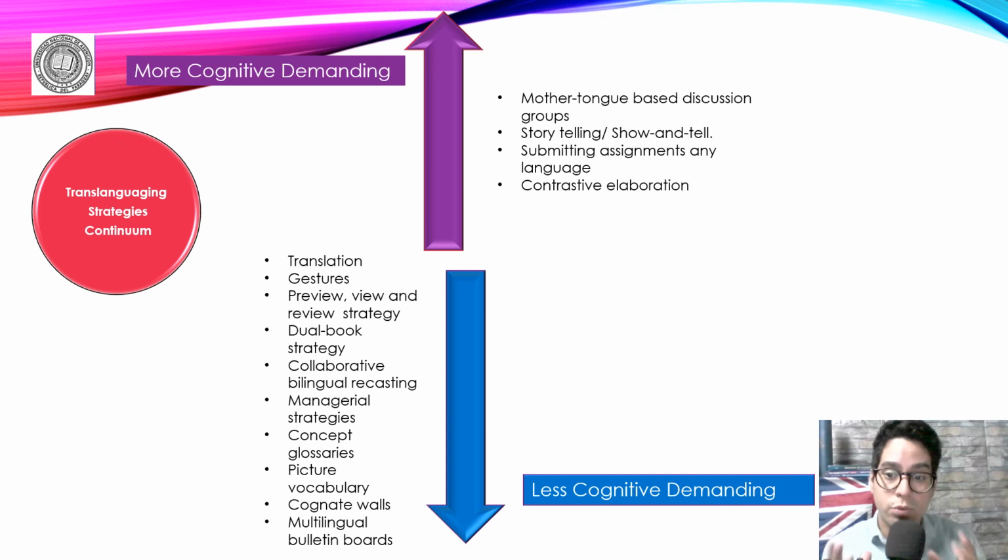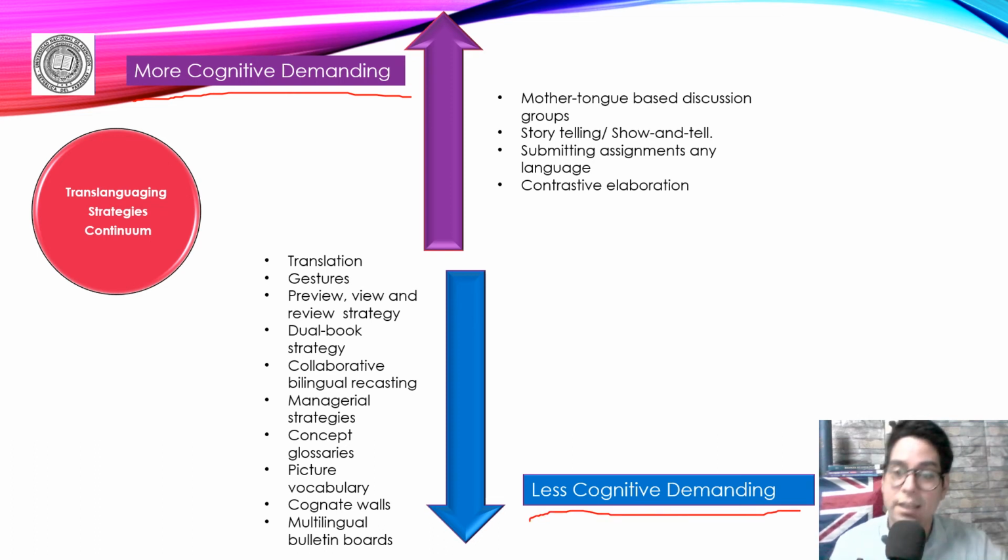Based on those strategies, I developed this translanguaging strategies continuum, this taxonomy of translanguaging strategies based on which ones are more cognitively demanding and which ones are less cognitively demanding in relation to Bloom's taxonomy. So we can see here, for example, in the more cognitively demanding side, mother tongue based discussion groups, where students are being grouped according to their home languages, something that is usually not advisable in educational settings, like in Australia, for example, where they actually separate students who have the same home language.